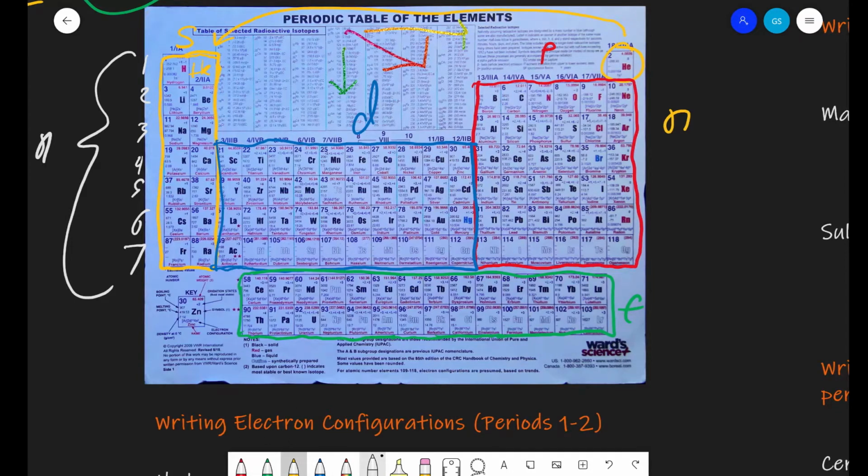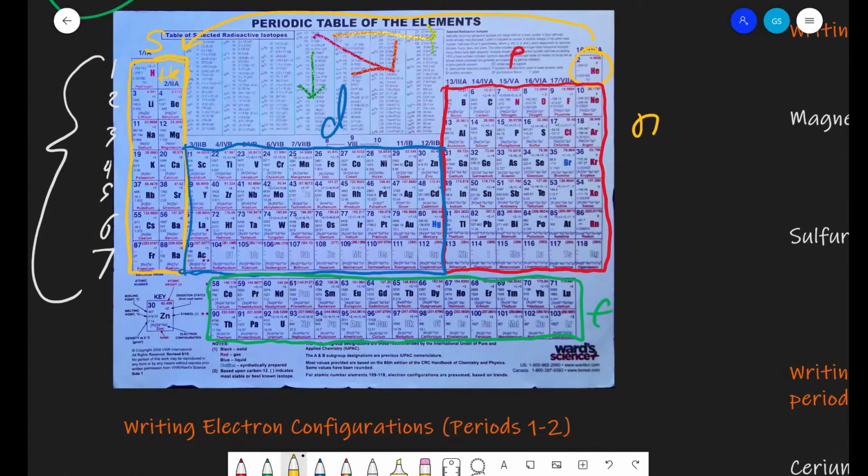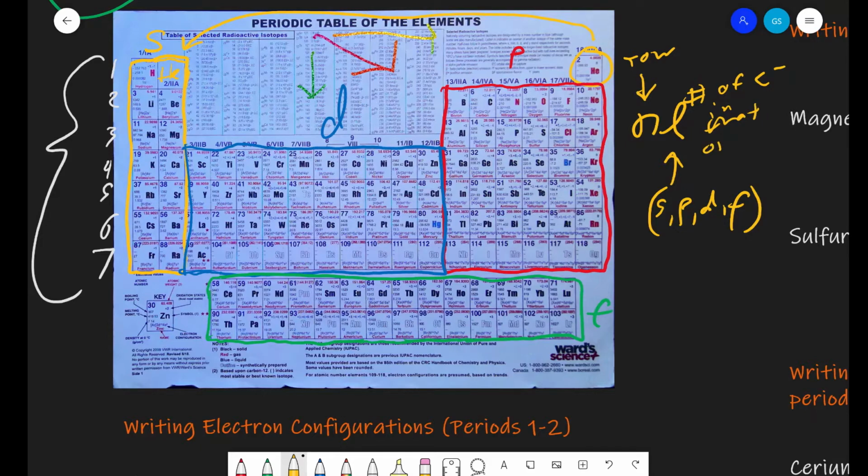And the next thing you write would be the orbital shape quantum number. I'm going to represent it by L, and that's either S, P, D, or F. This indicates which block it is in. The n would indicate which row it is in. And finally, you put a little exponent in. In this exponent, you're going to put the number of electrons in that particular orbital.